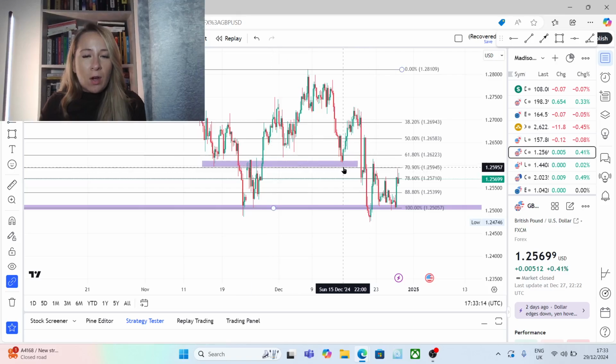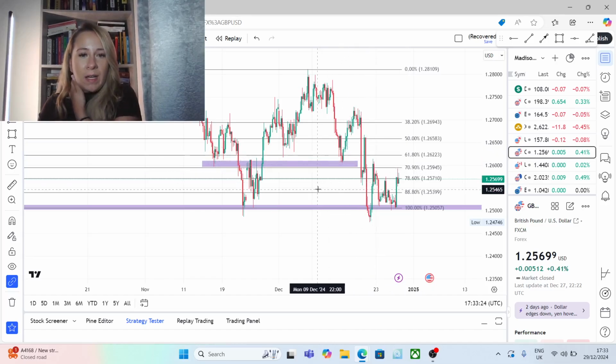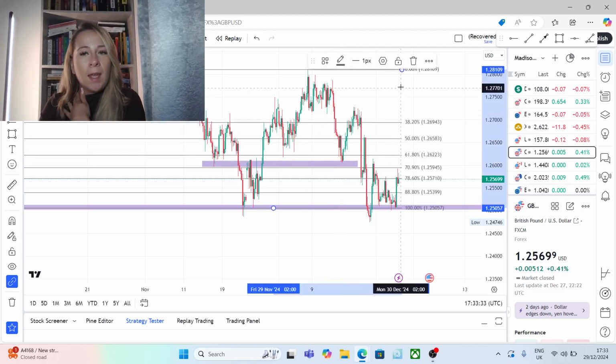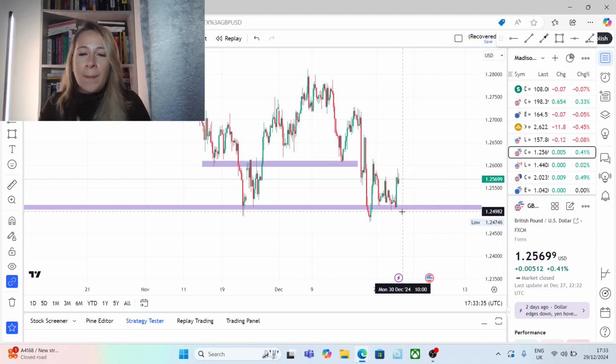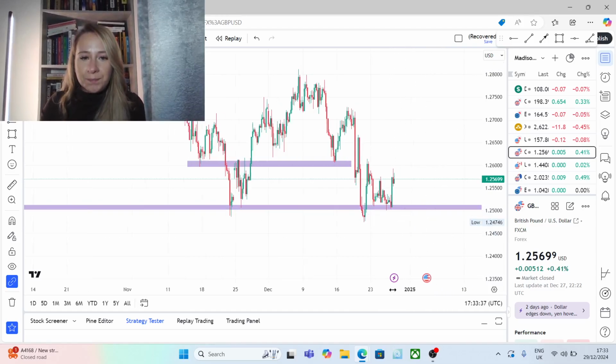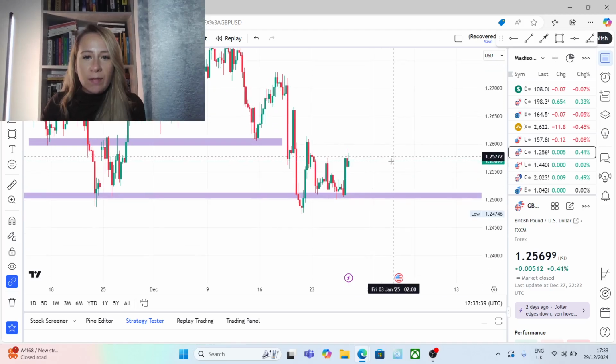As you can see, I was looking for price to come back down to 1.25, 0.9, 1.26, and retest this 70.9% level. But price didn't come quite down to there. We did start to have a push up, and then price said, not today, and came all the way back down to this support level. Now, price is very bullish from this level.